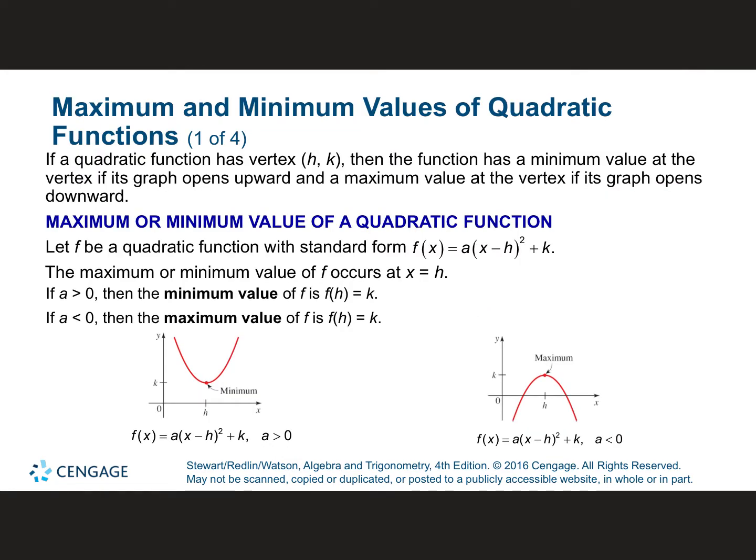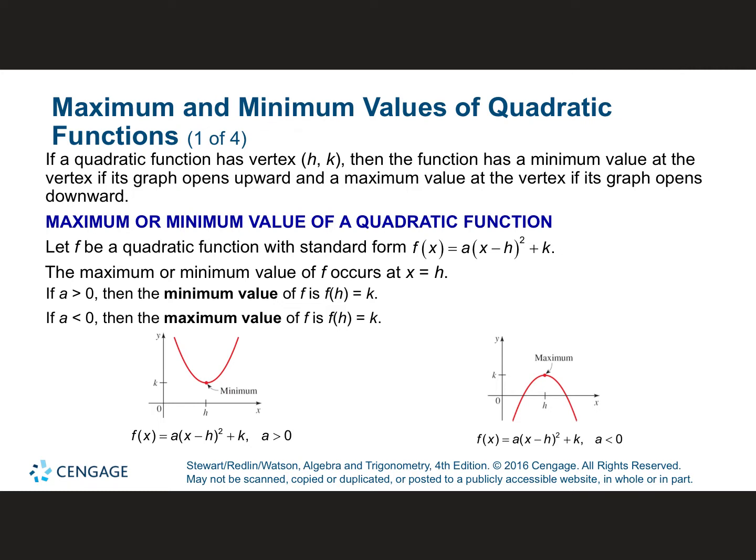For your maximum and your minimum values, again, it's coming from your vertex. If your parabola opens up, you're going to have a minimum value. The y value, your k, is going to be the minimum. If your parabola opens down, that means you have a maximum point. The y value from that vertex is the maximum. So your y value from your vertex is what you're getting for these max and min points.